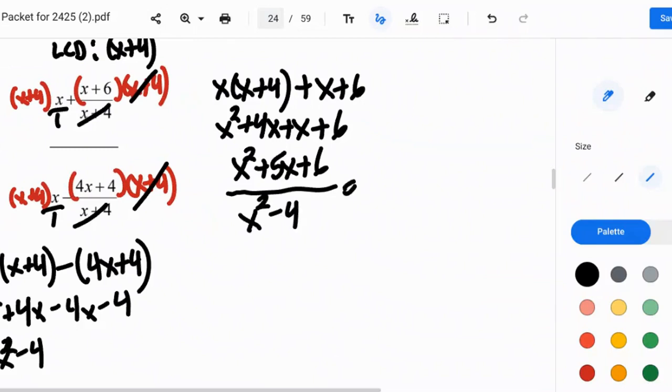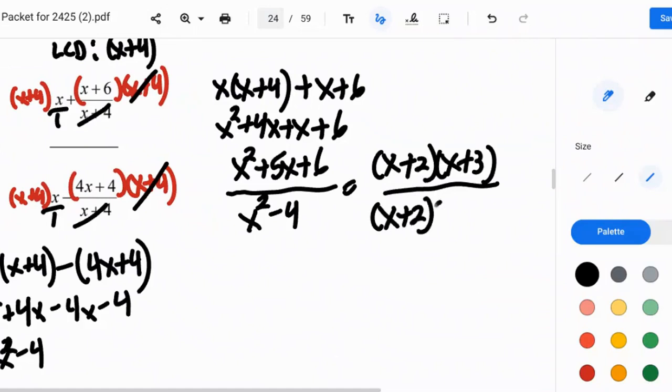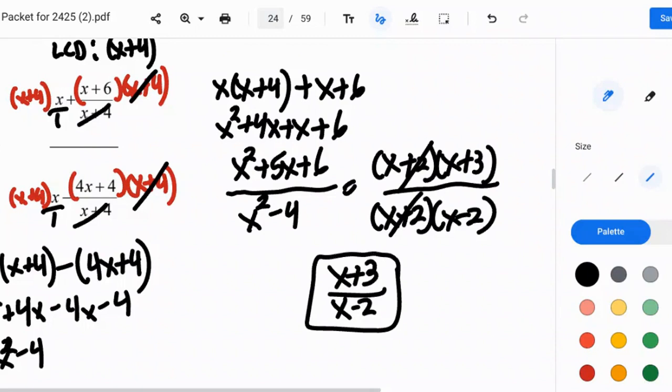So let's see if anything factors. Are there any multiples of 6 that add to give you 5? I think that's 2 and 3. And in the bottom here, you can find the difference of two squares, x plus and x minus the square root of 4. So you get x plus 2 and x minus 2. So your final answer would be x plus 3 over x minus 2. Those are the only two things that you didn't cancel. And remember, you can't cancel pieces of binomials with others, so you can't cancel those x's. So you got to leave it as two binomials on top of each other.